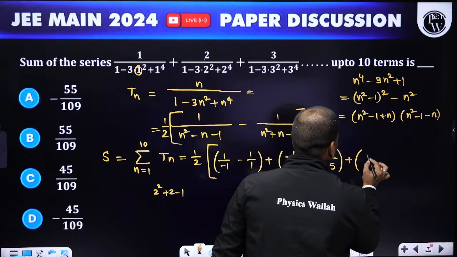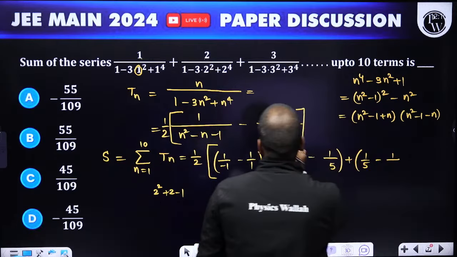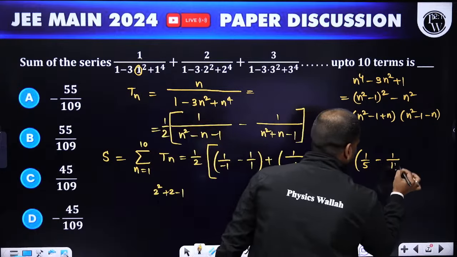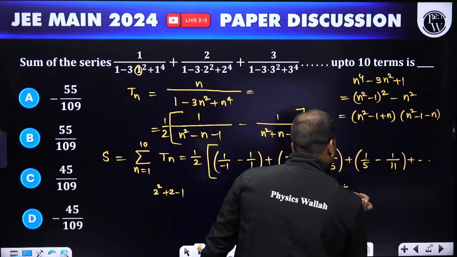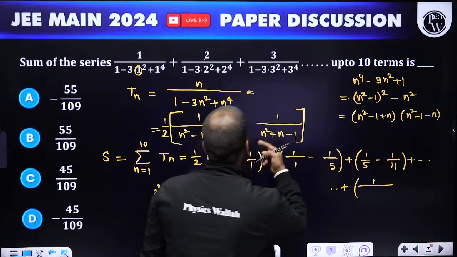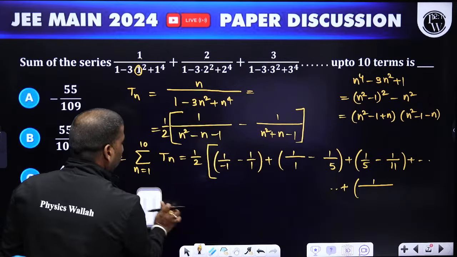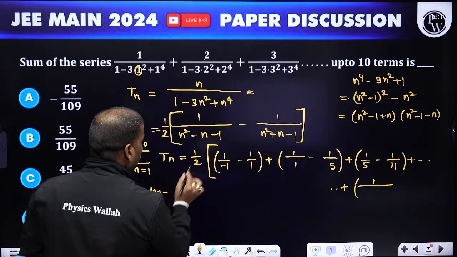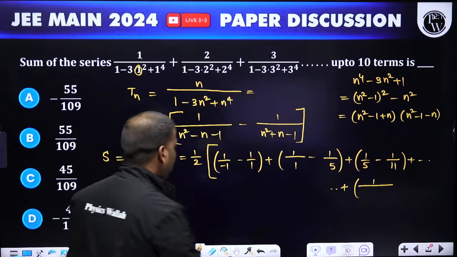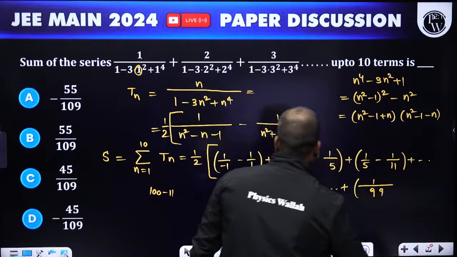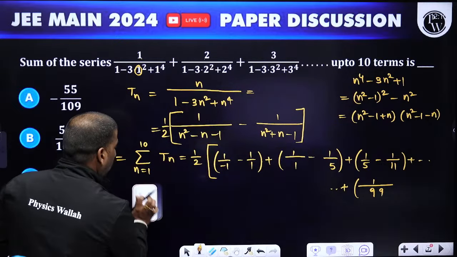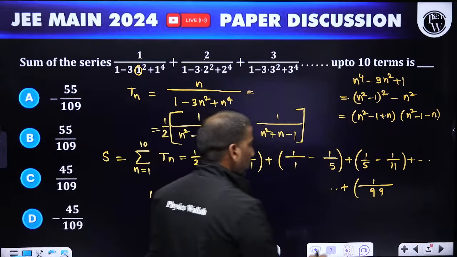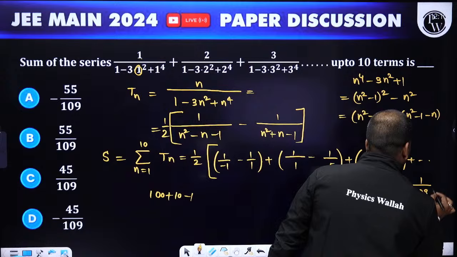Obviously we get 1 by 5 here, minus 1 by, when we take 3 here, 3 square is 9, 9 plus 3 is 12, so 11. Plus and so on. The last one, when we give 10, we get 100. 100 minus 10 minus 1 is 89, and 100 plus 10 minus 1 is 109.